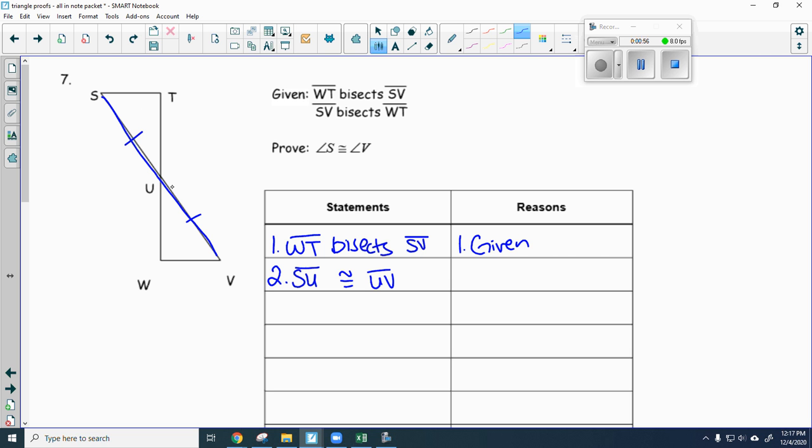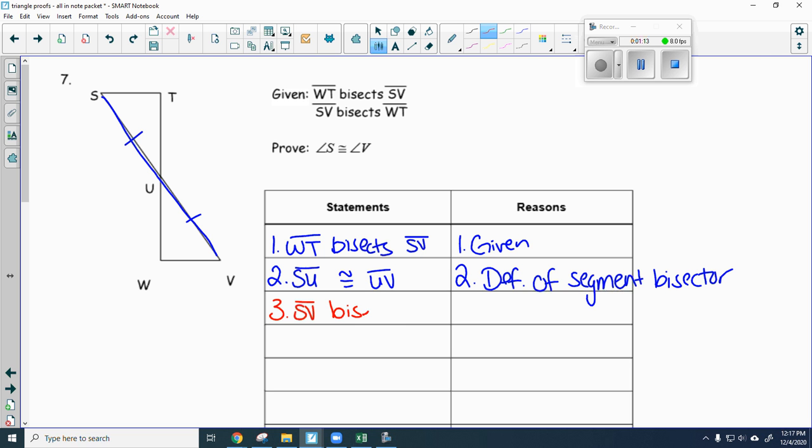Okay, SU congruent to UV. We're allowed to say that because we know what a bisector is. It's the definition of either just bisector or segment bisector, if you want to be more specific. We're going to do something very similar with this next given.